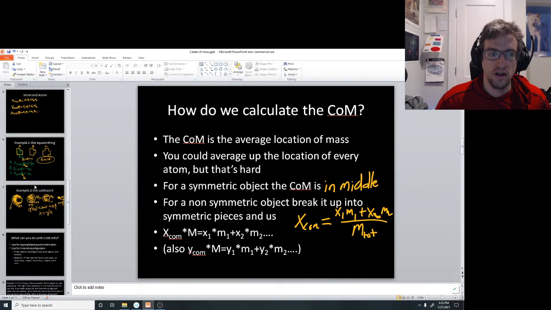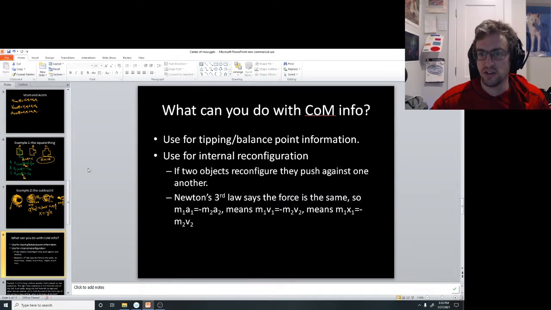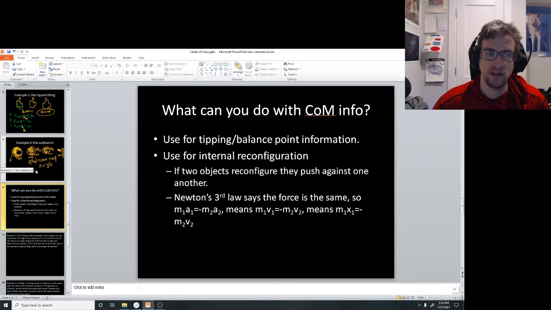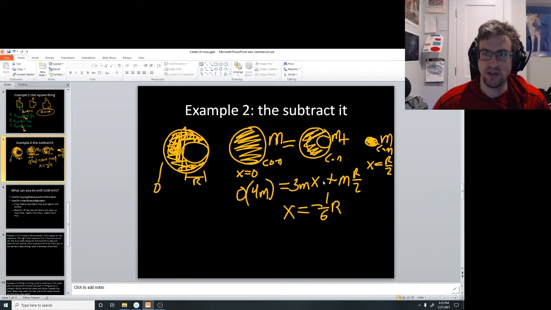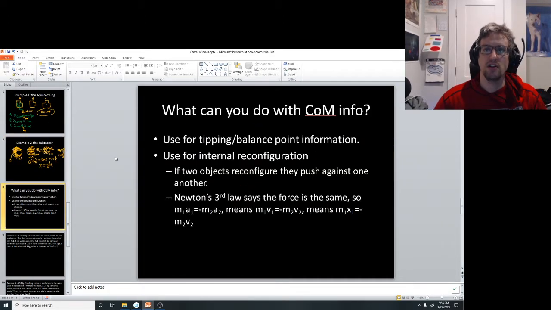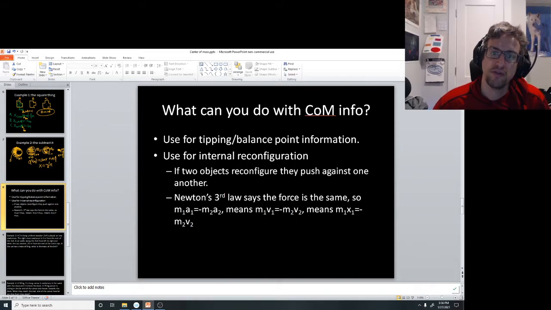All right. So this is our continuation of our center of mass lesson. We talked about how to find the center of mass in the square thing. We talked about how to do it in the subtract thing, or the non-symmetric thing. Now we're going to talk about what we can do with this information.